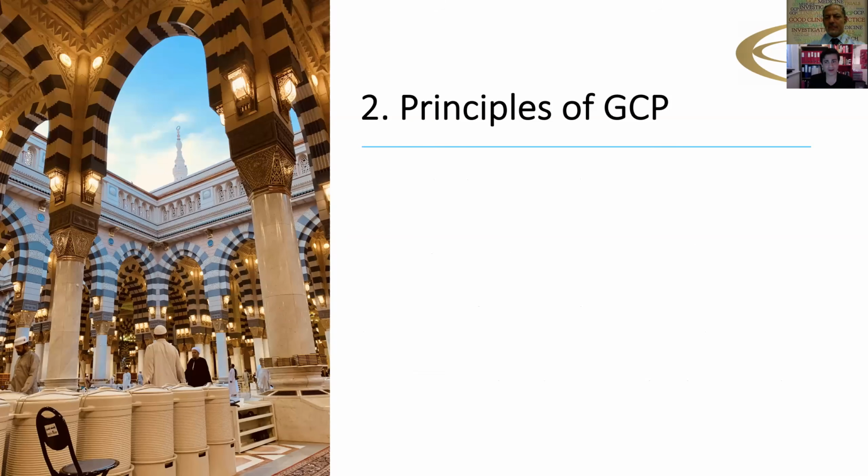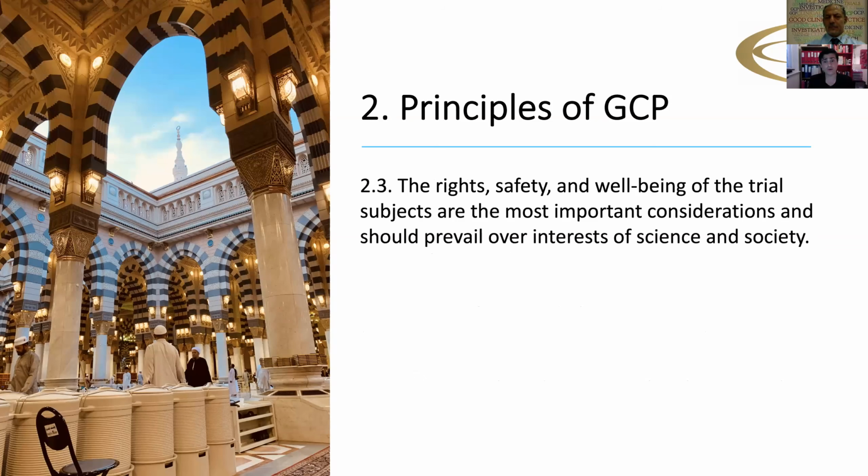Next principle. The rights, safety, and well-being of trial subjects are the most important considerations and should prevail over interests of science and society. This is very important. This is saying you always put subjects first. In research, the most important person is the subject, and they are the priority. You cannot put the interests of science over the safety and the rights of the subjects. If we go back and look at the pillars of GCP, one of them is to protect the rights, safety, and well-being of clinical trial subjects. So the take-home message is that we must make sure subjects are protected in our research, and we cannot do anything that will compromise their rights, safety, and well-being.